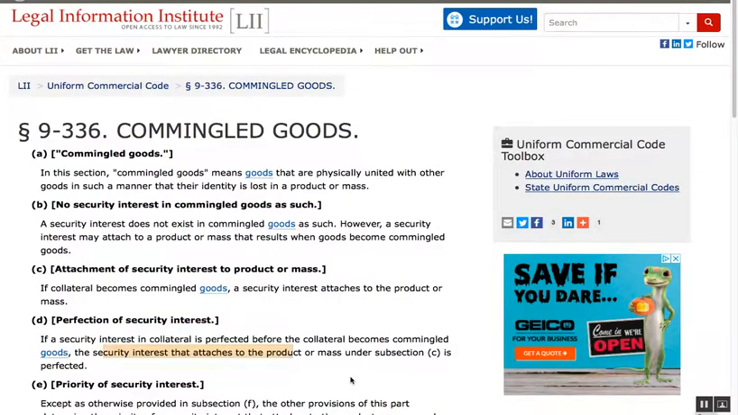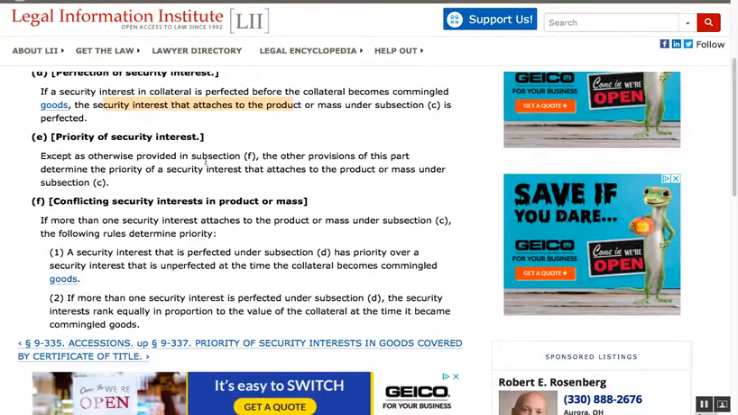Okay, now I think we'll get to priority rules. Yes, priority of the security interest. Except as otherwise provided, subsection F, the other provisions of this part determine the priority of a security interest that attaches to the product or mass under subsection C. Okay, well that's very familiar. That's exactly the general rule we got with respect to accessions. So that's good to know.